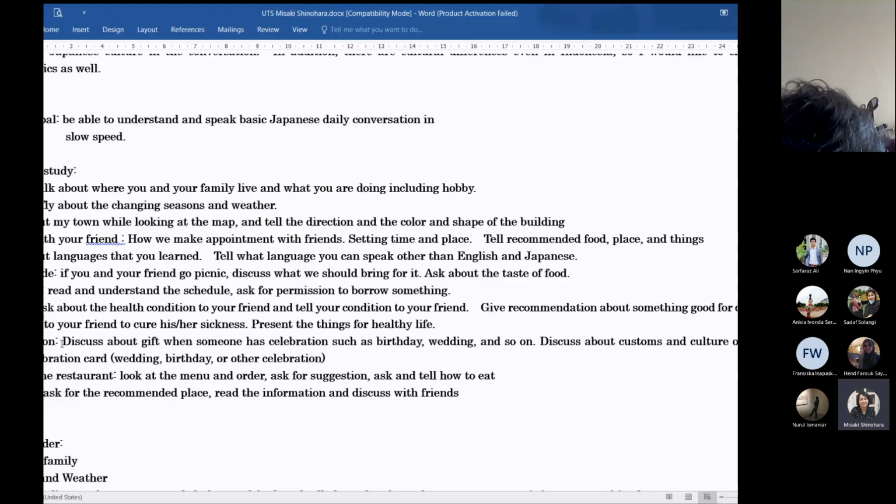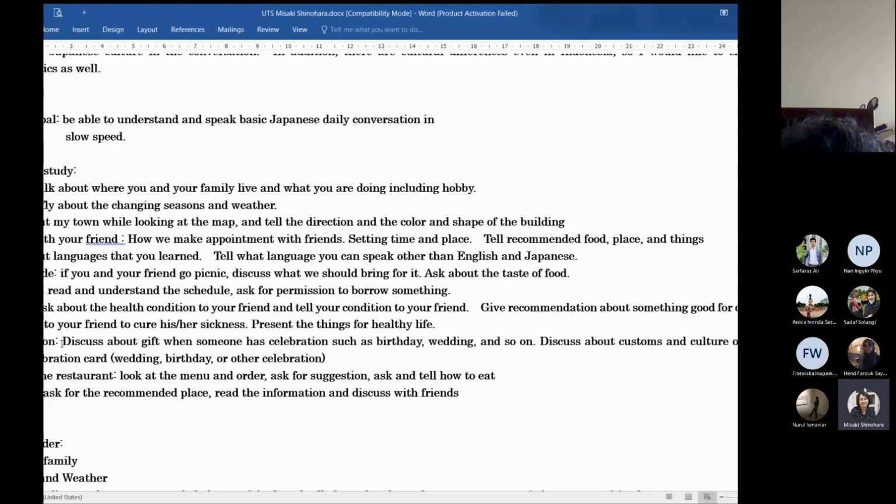Then number 10, eat in the restaurant. It's similar to number 6, but it's different. Number 6 is eat outside, so just generally, but number 10 is eating in the restaurant. In the restaurant, maybe they can ask for suggestions on how to eat and what kind of food is on the menu. So a little bit of an upgrade.